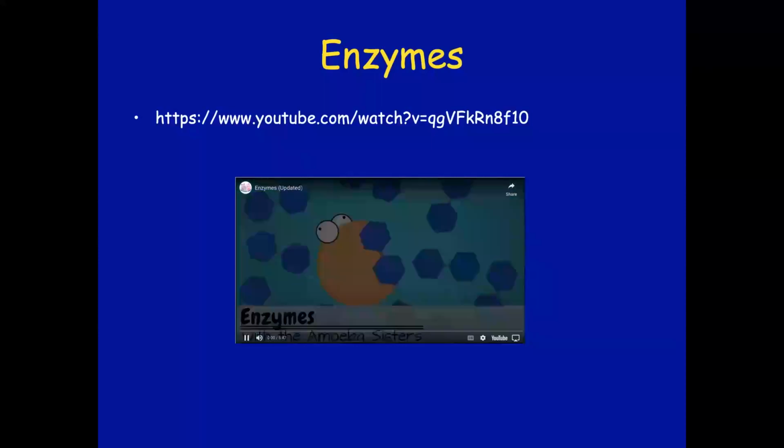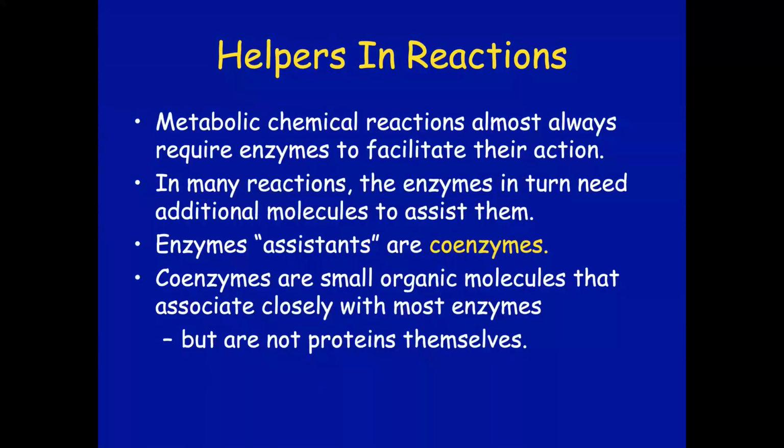Great video on enzymes. So we know about enzymes, which are protein-based, and metabolic reactions pretty much always require enzymes to happen. Those enzymes often need assistance, and the helpers are known as coenzymes, and we'll talk more about those when we get to the vitamins section. These are small organic molecules that associate closely with a whole bunch of enzymes. They'll be specific, but they're not protein themselves. Oftentimes they're vitamins.